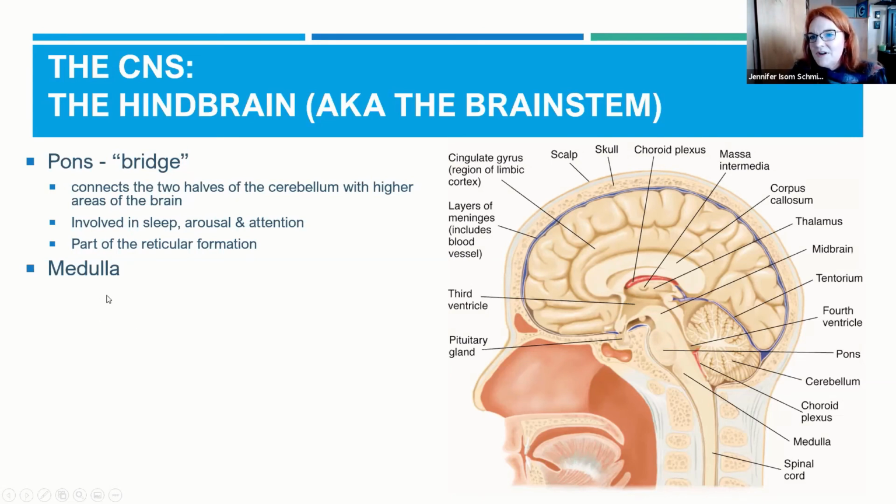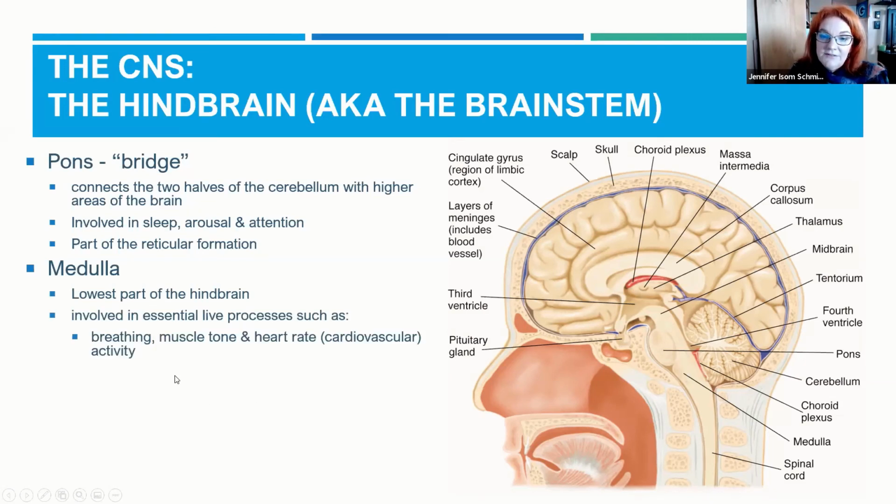The second part of the brainstem is the medulla. And I mentioned the medulla before because remember, it does those really important things like helping us remember to breathe and keeping our heart beating. We could call those vegetative functions. That's what the medulla does. It's the lowest part of the hindbrain here. And it's involved in, like I said, essential things like remembering to breathe.